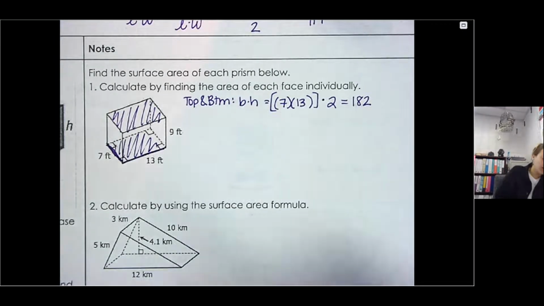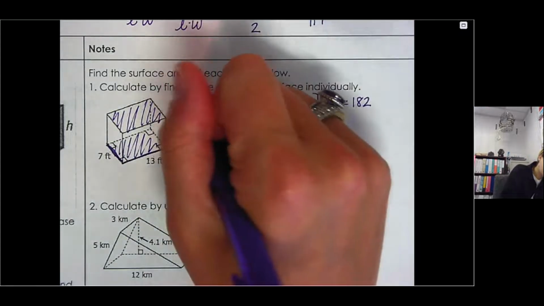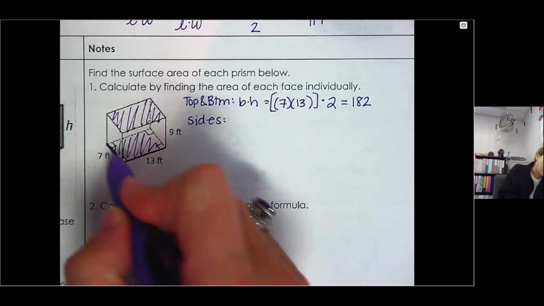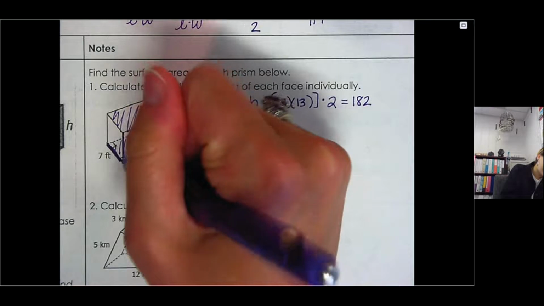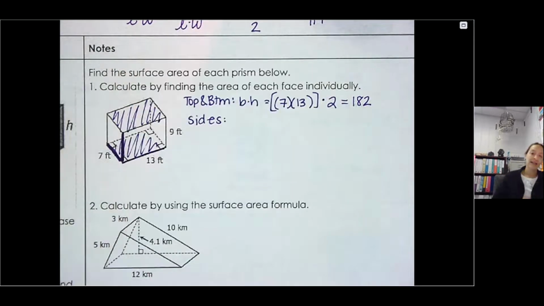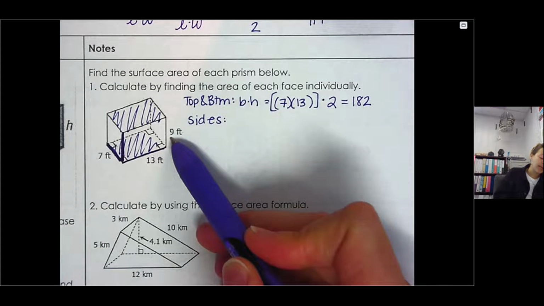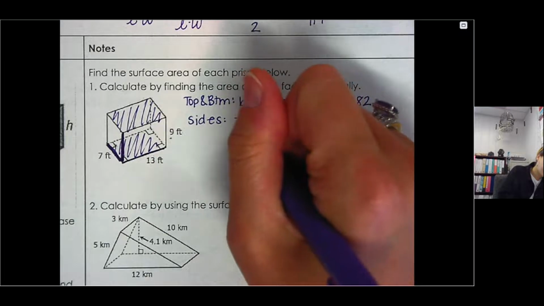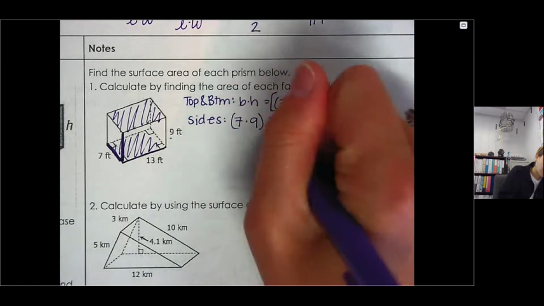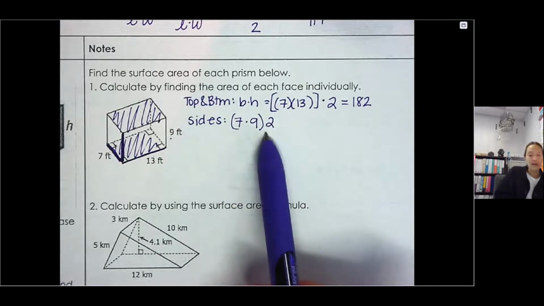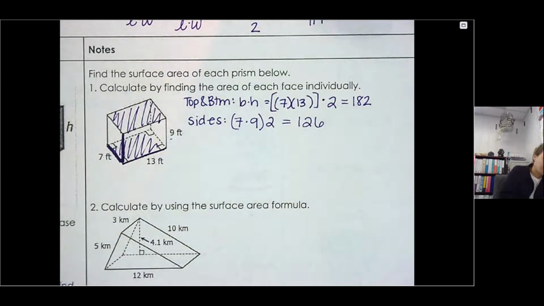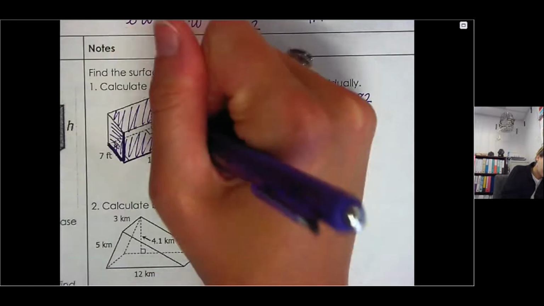Now we'll do the 2 sides. So for the side, this bottom piece is 9, and then this height right here is the same as this height over here, which would be 9. So for the sides, it's 7 times 9. And remember, there are 2 of them. So I'm going to multiply 7 times 9, and then multiply it times 2 because there are 2. And so that would be both of the sides there.